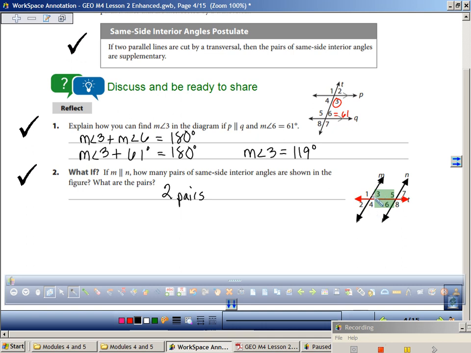I'll give you a clue. They are supplementary, but the reason we know they're supplementary is not one of the angle theorems that I just gave you. That's it. They're a linear pair. Good job, Giovanni. Giovanni, can you explain to me how you know they're a linear pair?